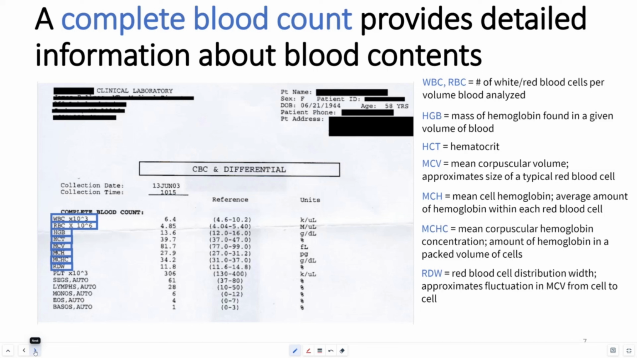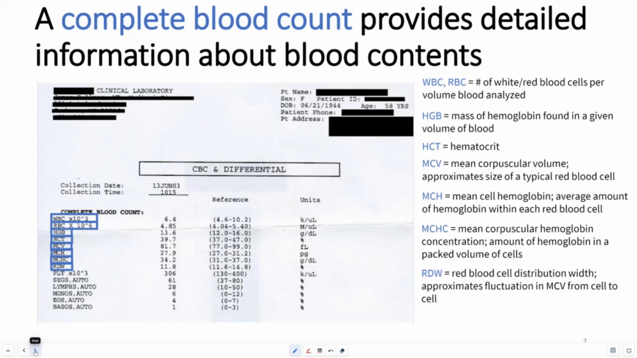MCV stands for the mean corpuscular volume, which is the approximate size of our red blood cell, and that can range between 77 to 99. The MCH, the mean cell hemoglobin, is the average amount of hemoglobin within each red blood cell, and that can range between 27 to 31. MCHC stands for mean corpuscular hemoglobin concentration, is the amount of hemoglobin in a packed volume of cells, and that ranges between 31 to 37.